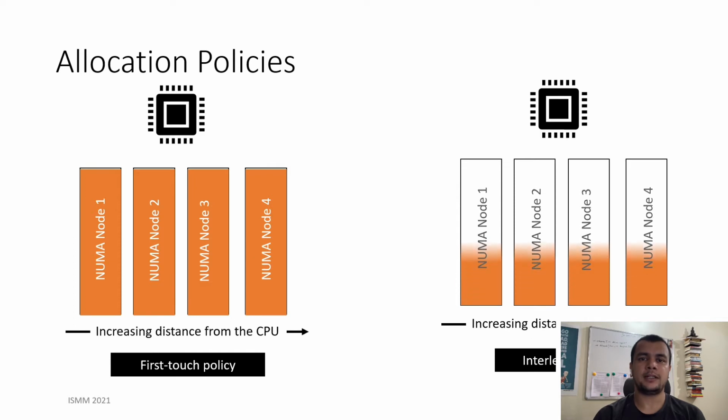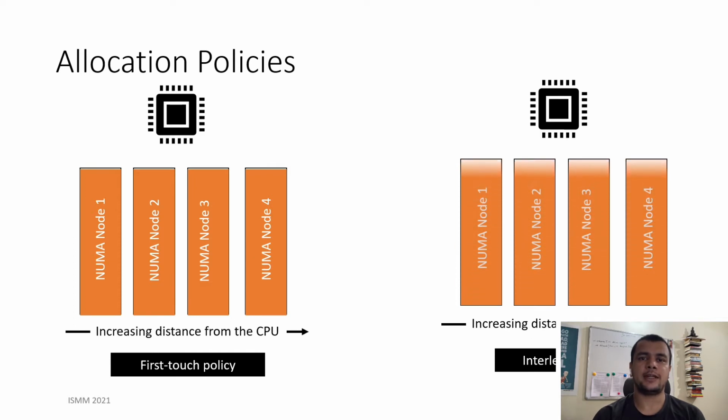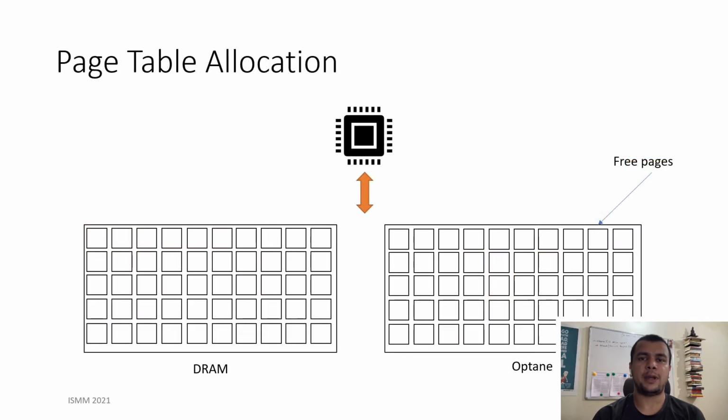The second allocation policy is called an interleaved memory allocation policy. In this case, a CPU will allocate data in a round-robin fashion in all the NUMA nodes. This ensures a parallel access to the data.